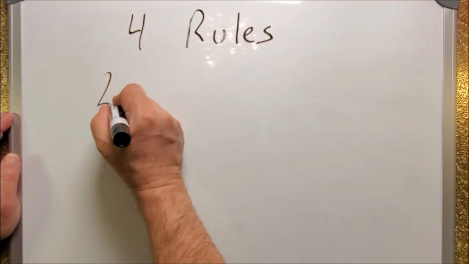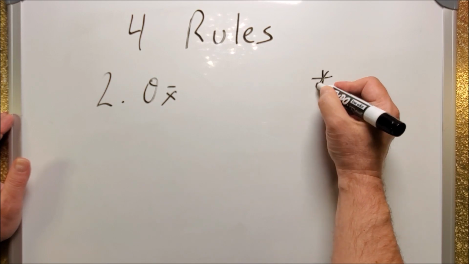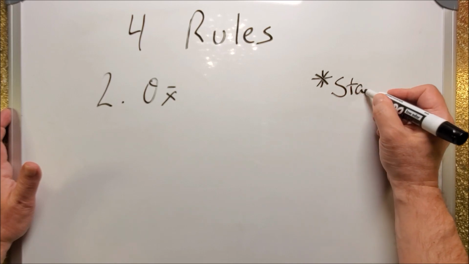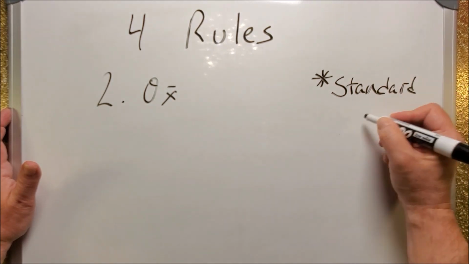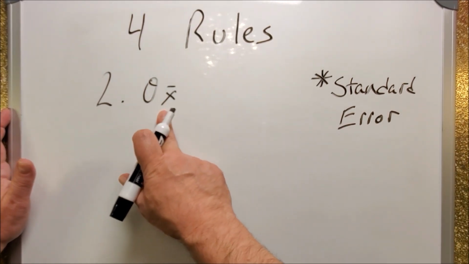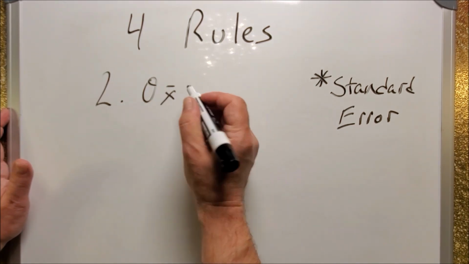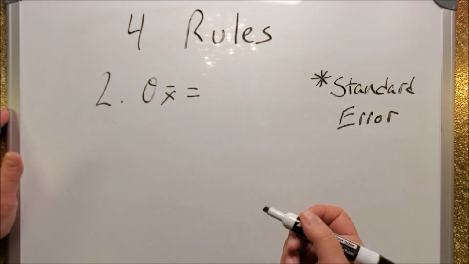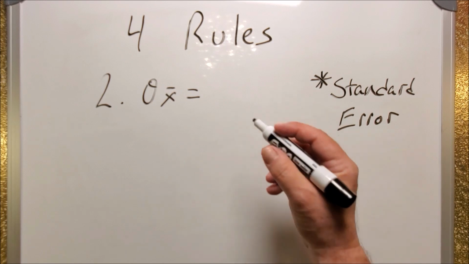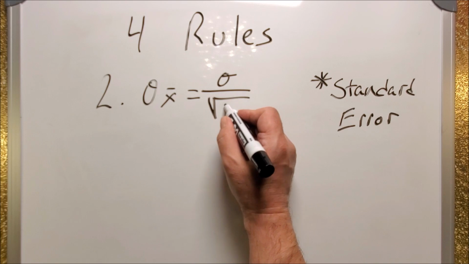Here's the second important rule. Sigma sub x bar, and by the way, that object, that thingy, is so important that we give it a special name. It's going to be called the standard error. But you can always call it sigma sub x bar, or you can call it the standard deviation of the sampling distribution. You can call it those things, and you'll never be wrong in doing so, but it's also called the standard error. It has its own name because it's so important. The standard error is actually sigma divided by the square root of n.